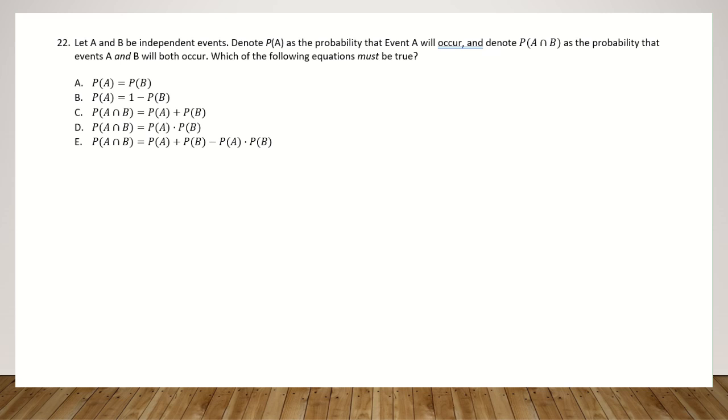Next one. Let A and B be independent events. Denote P of A as the probability that event A will occur, and denote P of A and B as the probability that events A and B will both occur. Which of the following equations must be true? So this is just asking you what is the equation for calculating two probabilities with an and, right? And it's just an equation that you have to memorize, and the answer is choice D. You multiply the probabilities together.